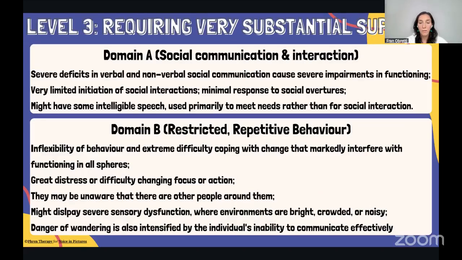They might also have very heightened sensory sensitivity, which means that they are easily overwhelmed by a change in environment, by bright environments, crowded places, noisy places.